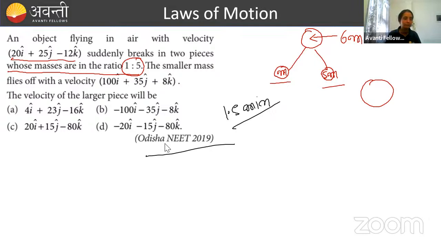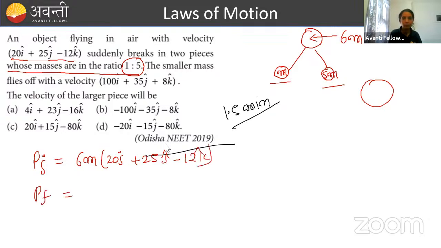What you are getting. Just see here, what is the momentum of the 6m mass? So the initial momentum I'm writing: mass is 6m, velocity is how much? 20 i cap plus 25 j cap minus 12 k cap. Final momentum will be what? Momentum of m mass and momentum of 5m mass.